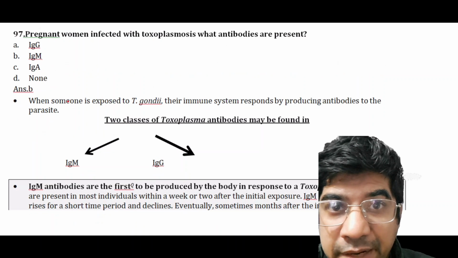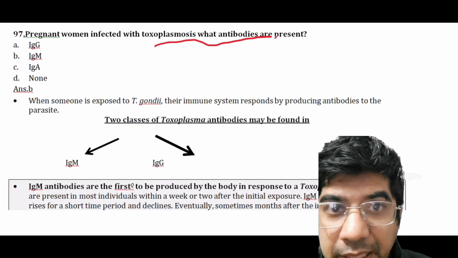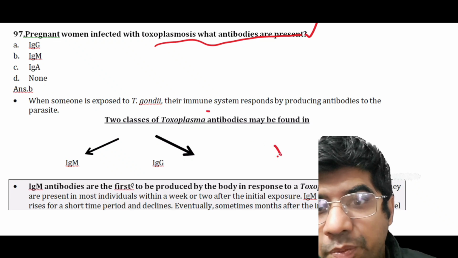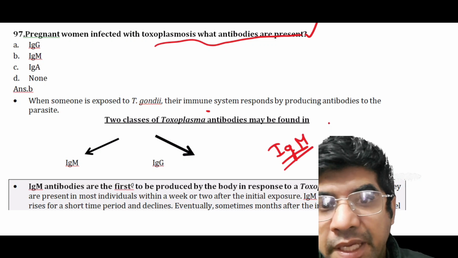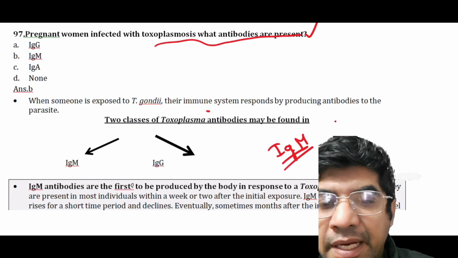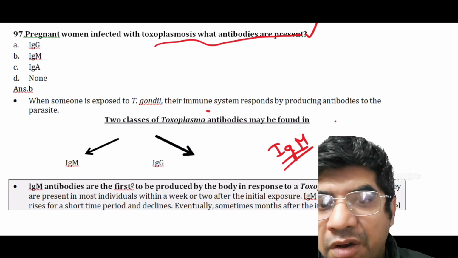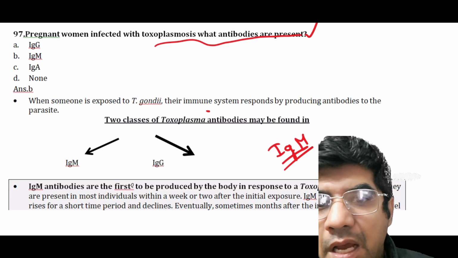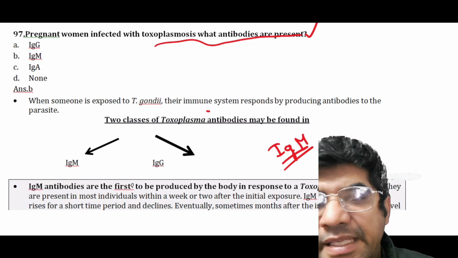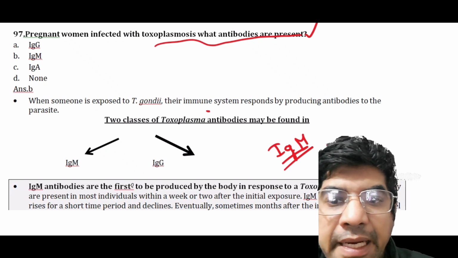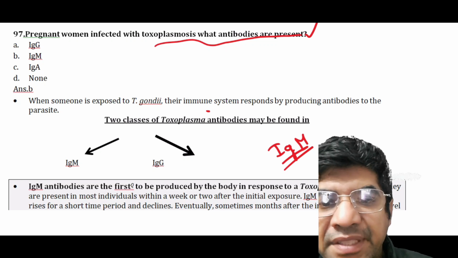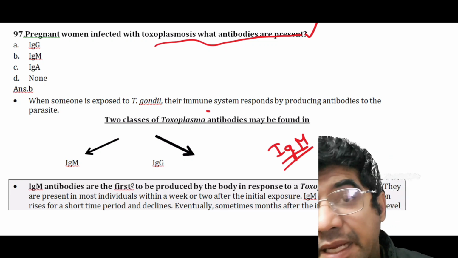In a pregnant woman infected with toxoplasmosis, what antibodies are present? The answer is IgM. Remember, IgM antibodies are the first antibodies to be produced in response to toxoplasma infection. They are present in most individuals within a week or 2 after the initial exposure. IgM production rises for a short time period and then declines, so the level may fall below detectable level after the initial infection. That is why the presence of IgM antibodies is significant, as it indicates a recent or active infection. IgG antibodies, while also present, provide long-term protection and persist in the bloodstream for the rest of the person's life, indicating immunity.